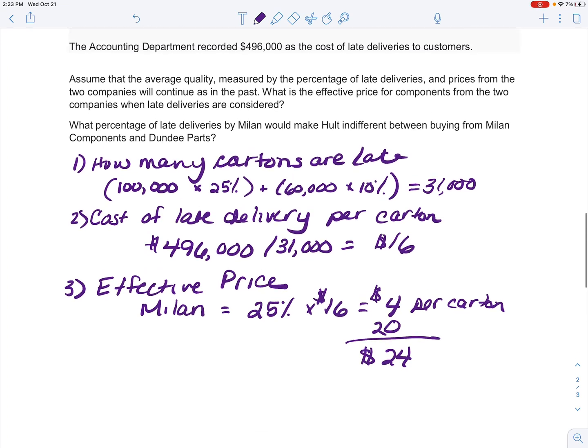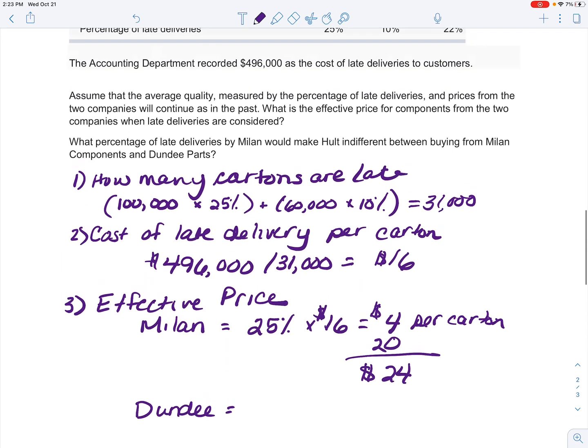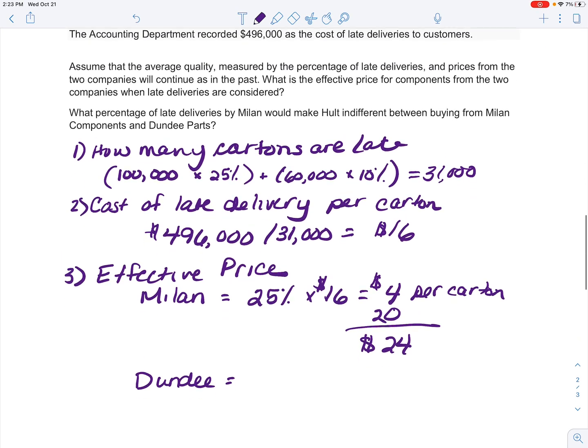And let's look at then the Dundee piece. Dundee's late deliveries are 10%.